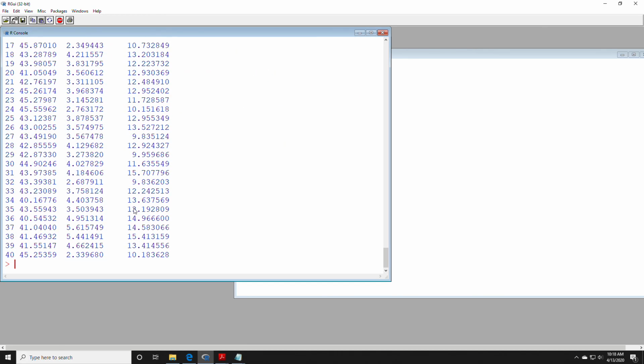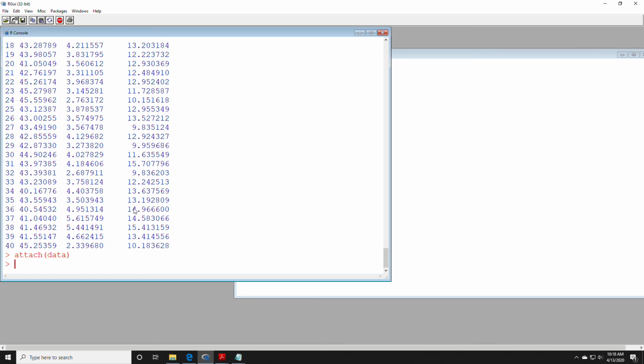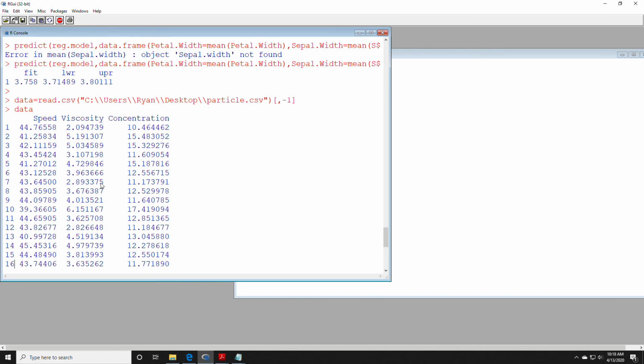Okay. So one thing I'll go ahead and do, to make my life easier, is attach my data set. And now I can refer to these column labels directly, instead of having to do my data bracket comma 1 bracket trick, that type of thing.